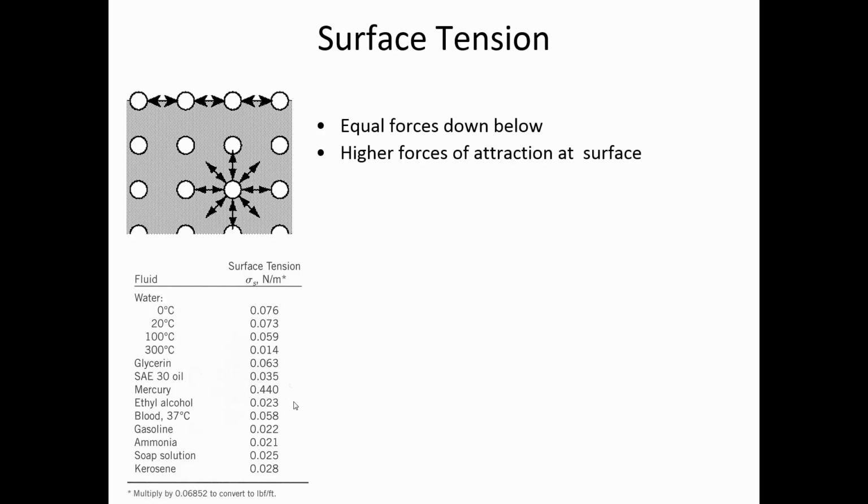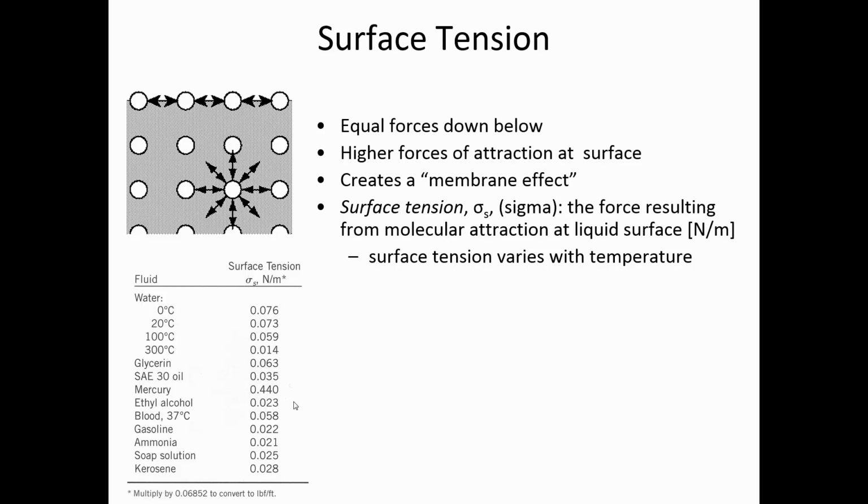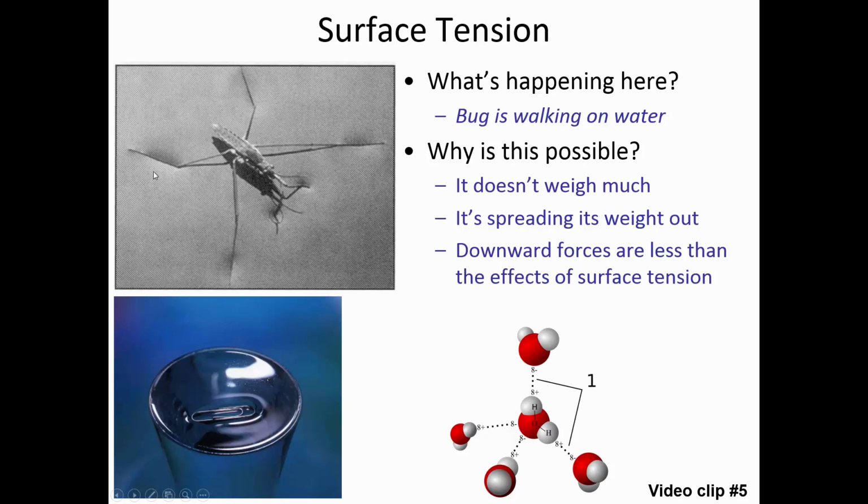So we call this a membrane effect. And the surface tension constant, sigma, relates to the force per unit length. We'll talk about what that length is, but in the case of the bugs, it's the length of its legs. And there's actually two sides to the leg. If we're counting the total length that it's spreading its weight over, there would be this length on the left and this length on the right, so we would double the length of the legs because it's deflecting in two spots.